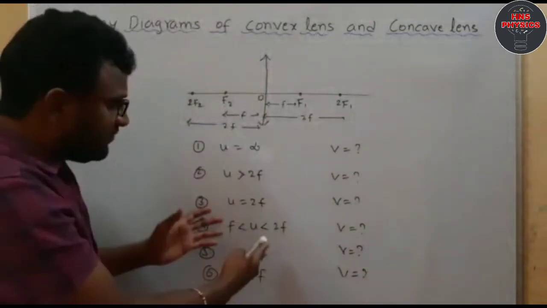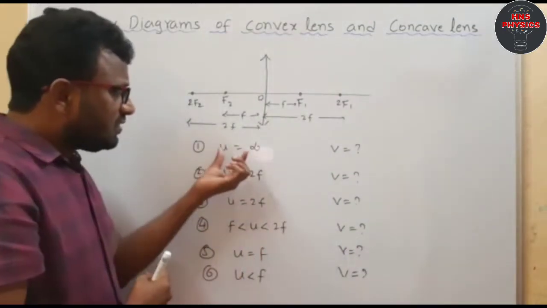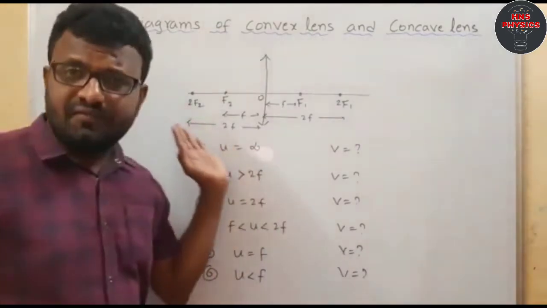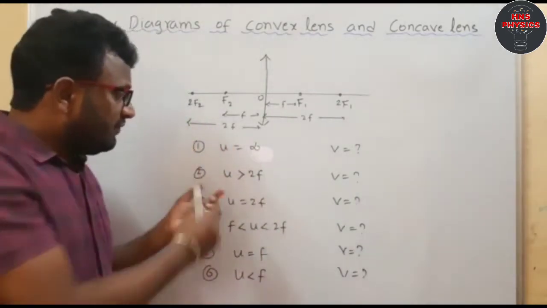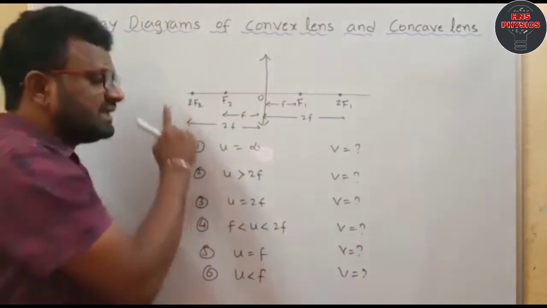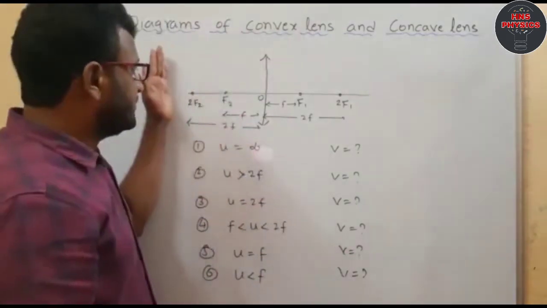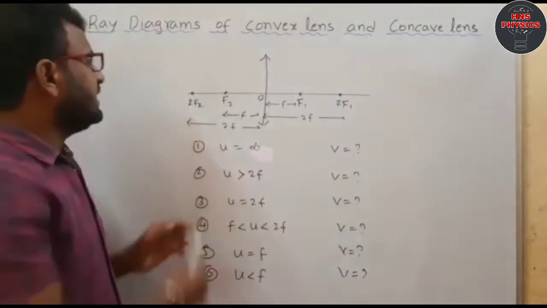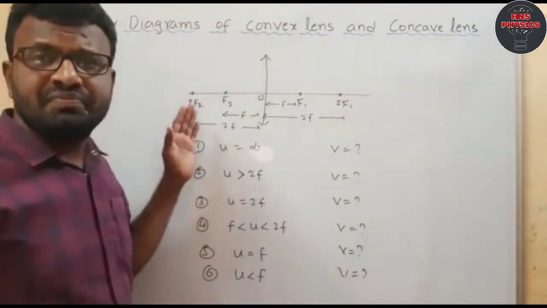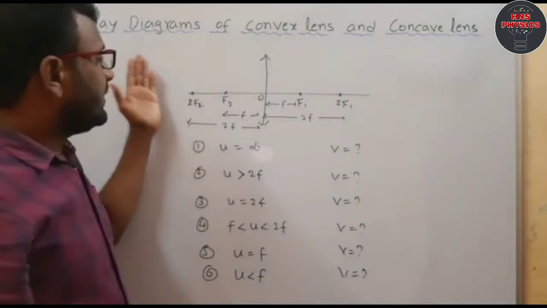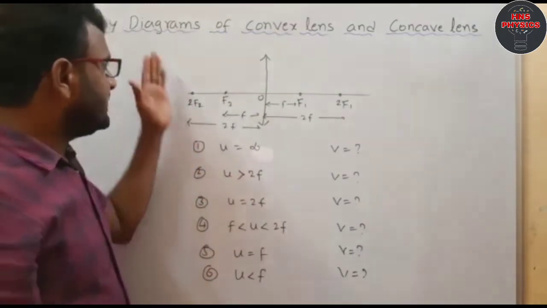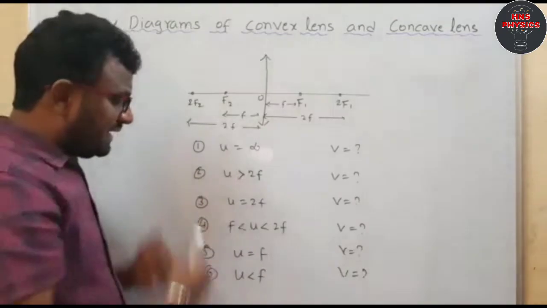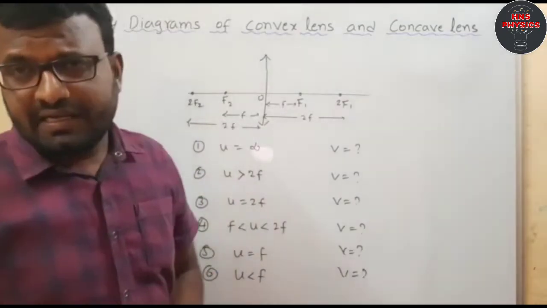In this way we have to analyze what u equal to infinity means. That means the object is placed at infinity distance. So u is greater than 2f. Generally we always take the object on the left side of the lens. U greater than 2f means your object is located behind 2F2. So like this we have to analyze, then we can draw the ray diagrams.